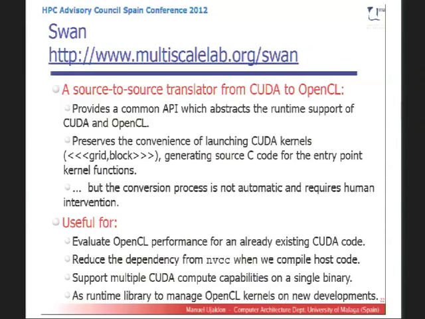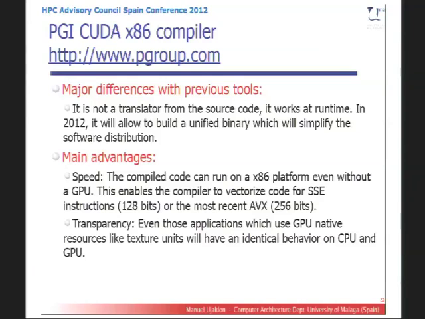I have put here very few things that you can benefit from when you are working using Swan. For example, you can use it to evaluate the OpenCL performance when you already have a CUDA code, or you can reduce the dependency on the NVCC compiler when you first compile the thing, or you can support multiple CUDA compute capabilities in a single binary. You can have a single code, and part of it can be developed in a different scenario. Or finally, you can also use it as a runtime library to manage OpenCL kernels. So it's another useful tool you can use in this kind of heterogeneous computing framework.